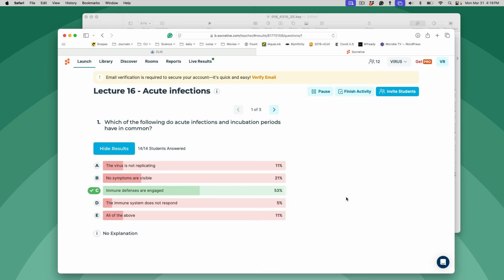So the answer is C, immune defenses are engaged. These are common between acute and incubation period. So the virus is not replicating? Obviously, it replicates in an acute infection and during the incubation period. No symptoms are visible? That's the incubation period, but not the entire acute infection, right? Immune response doesn't respond? Yes, it is responding during both. And so the answer is C.